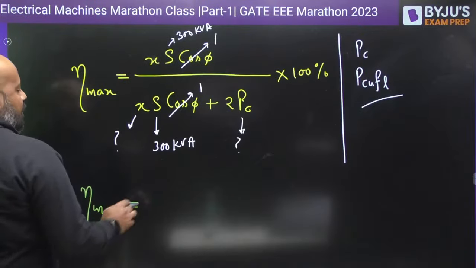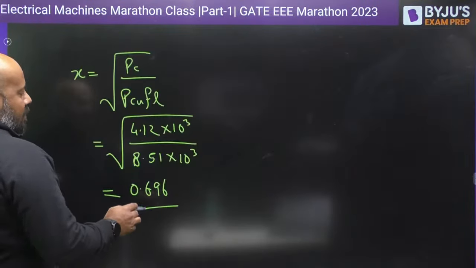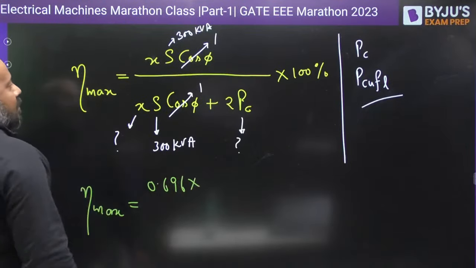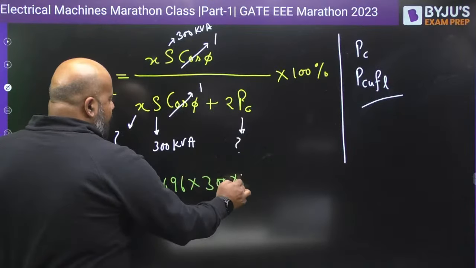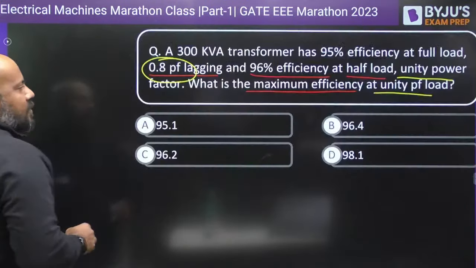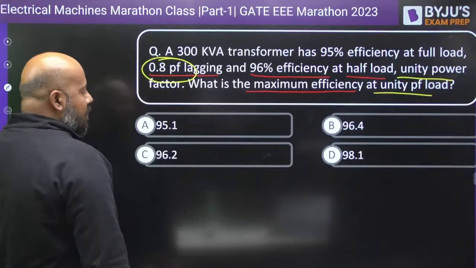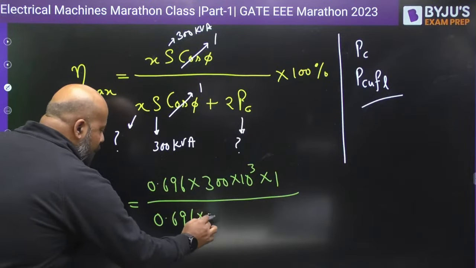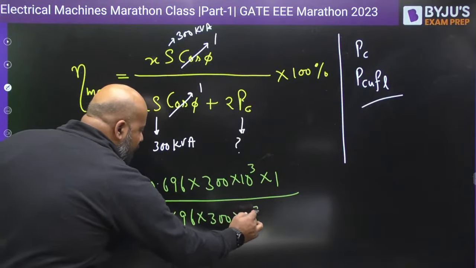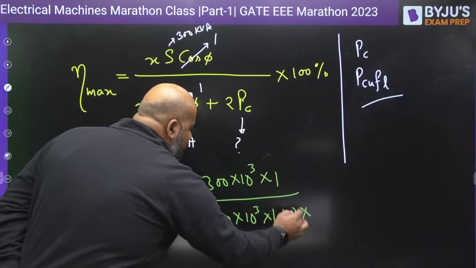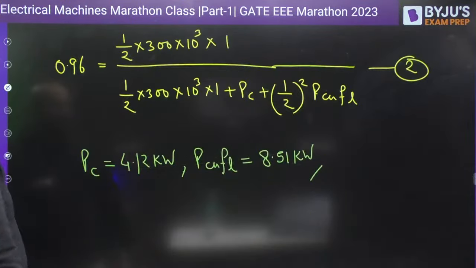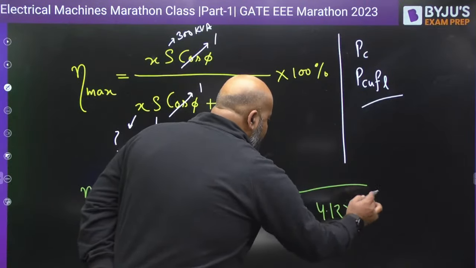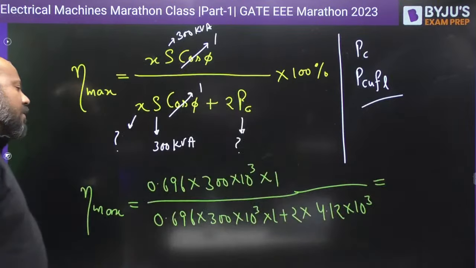What is the loading for maximum efficiency? Just now you have solved 0.696. It is 0.696 multiplied by 300 10 to the power 3. Power factor is unity. It is given to find the maximum efficiency at unity power factor load. So 1. 0.696 into 300 10 to the power 3 into 1 plus 2. What is PC? Core losses, 4.12 kilowatt. Just solve this. This is your efficiency. And multiply by 100 also.